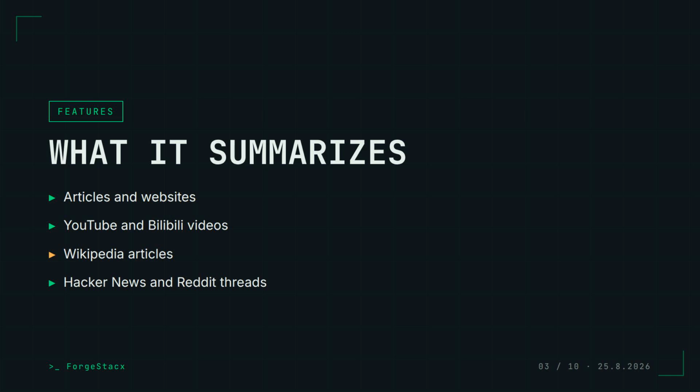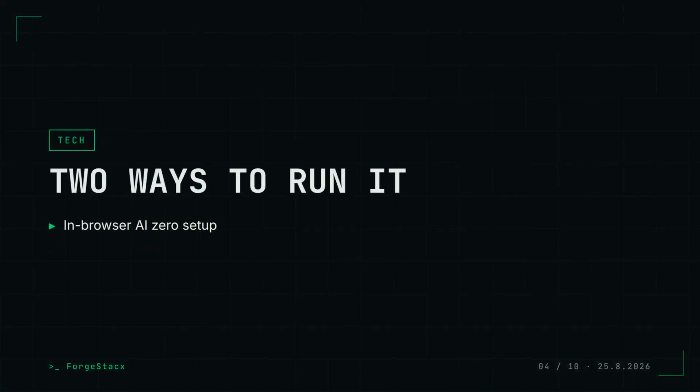No backend, no API keys, no cloud. Just install the extension and go. There are two ways to run it. First, in-browser AI with zero setup, it runs small, fast models entirely in your browser. On first use, it downloads the model weights, which range from roughly 270 megabytes to 2.2 gigabytes depending on the model, and caches them locally. After that, everything works offline.